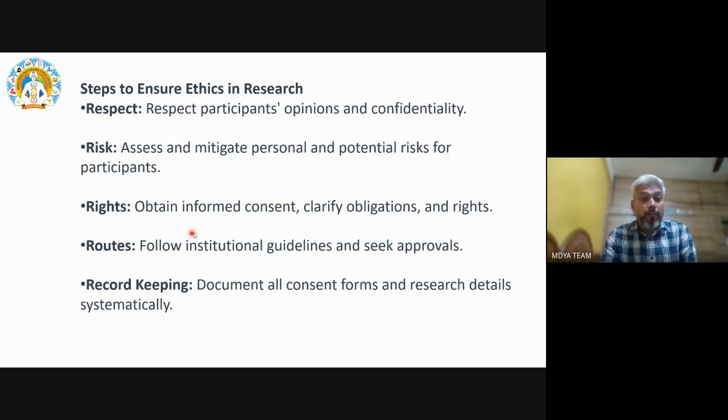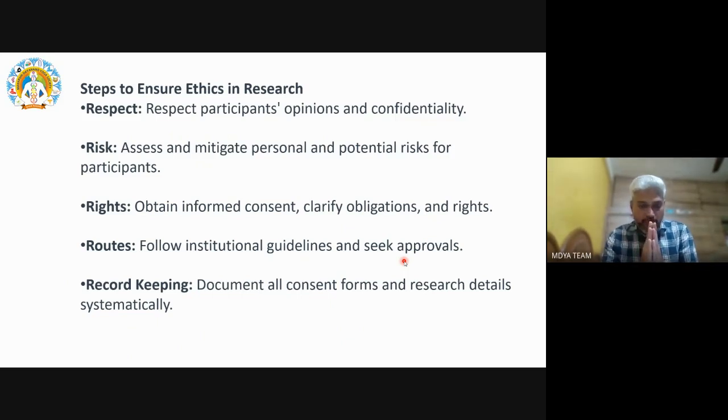Rights: obtain informed consent, clarify obligations and rights, this is very important. There should be some information which is the right of the participant to get, right? Routes: follow institutional guidelines and seek approvals. If you are going to some institutions to collect your data or something else required for your research, you need to take approval from the authorities.